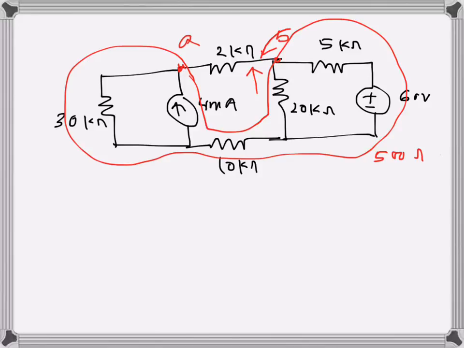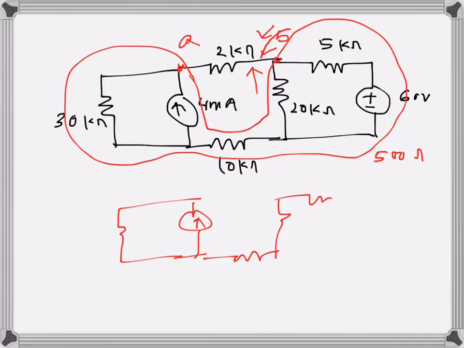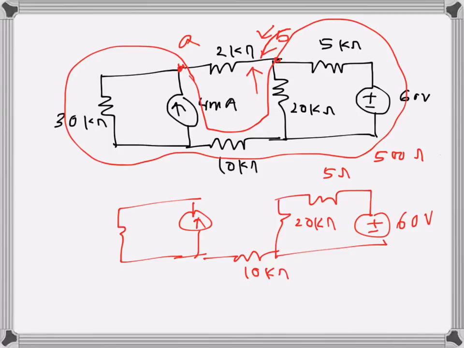So let's remove the 2 kilo ohms branch and leave it open, and then we can find Thevenin's voltage first. So it's like that, and there's a 60 volts there, 5 kilo ohms, 20 kilo ohms, and here 10 kilo ohms, that's 30 kilo ohms, and 4 milliamps. So we have to find what is the voltage here, VAB, if this is AB, which is Thevenin's voltage, the open circuit voltage.